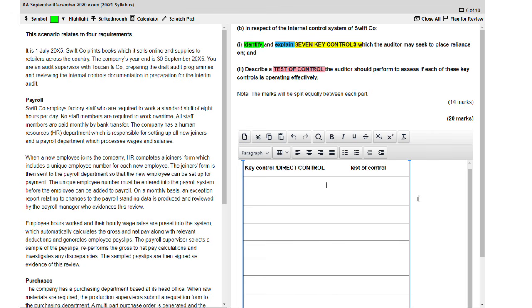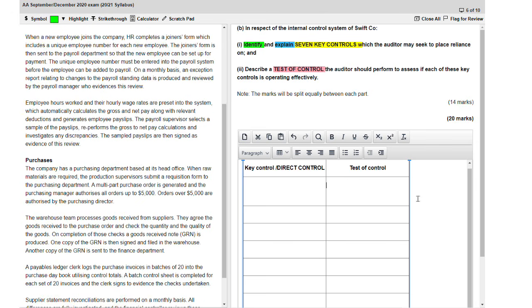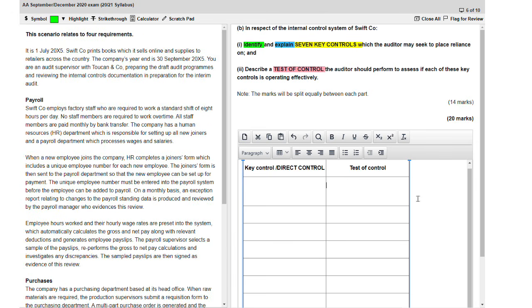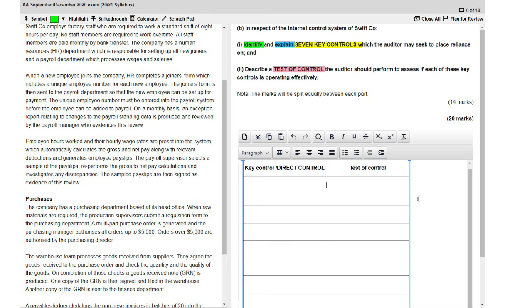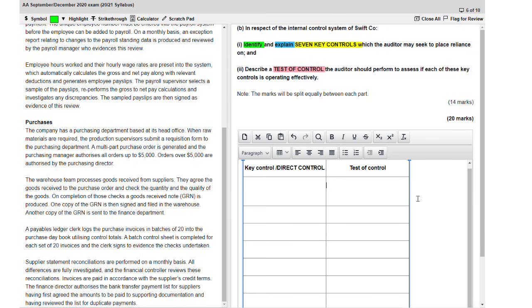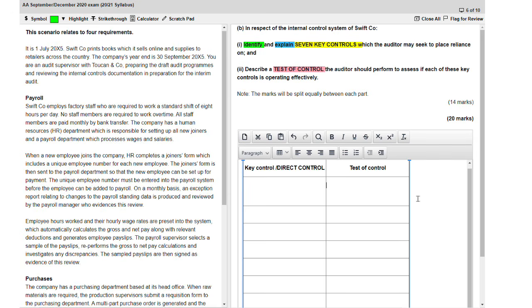As I look down, pause the recording if you need to read the scenario. I can see I'm looking for 7. Half the question is on payroll, half the question is on purchases. The key thing, therefore, isn't it, is not to actually come up with 7 key controls on payroll, because there might not be 7. So if you're saying, well, I'll do 3 or 4 on each, that would be a sensible way to approach it.